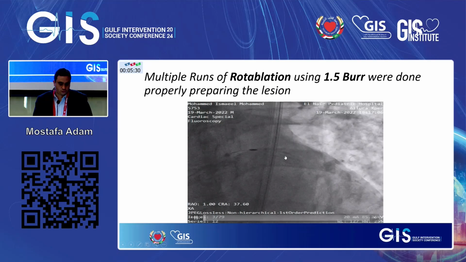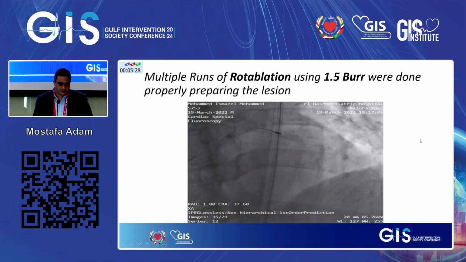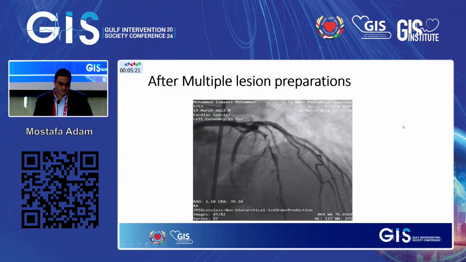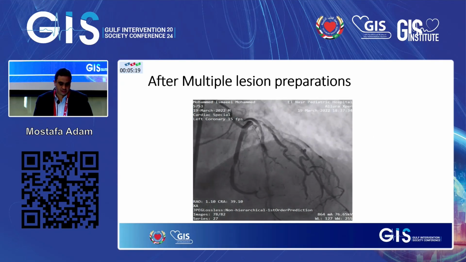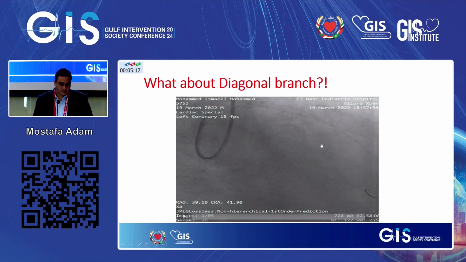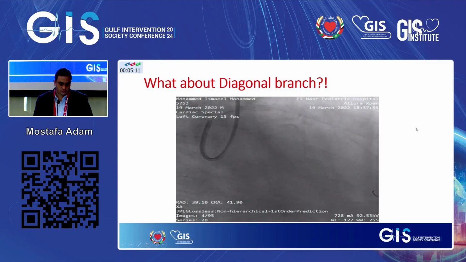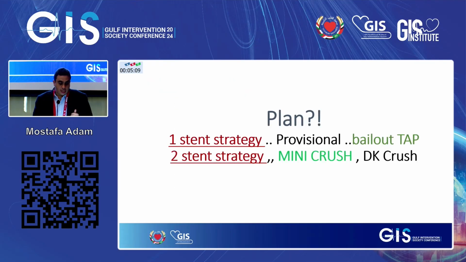Multiple runs of rotablator to prepare this lesion, followed by multiple lesion preparation using regular balloons. This is some dissections. And this is the LAD dissected, and we lost the diagonal branch. So, plan there: one stent, provisional stent and bailout TAP, or two stent strategy from the start, mini crush or DK crush.